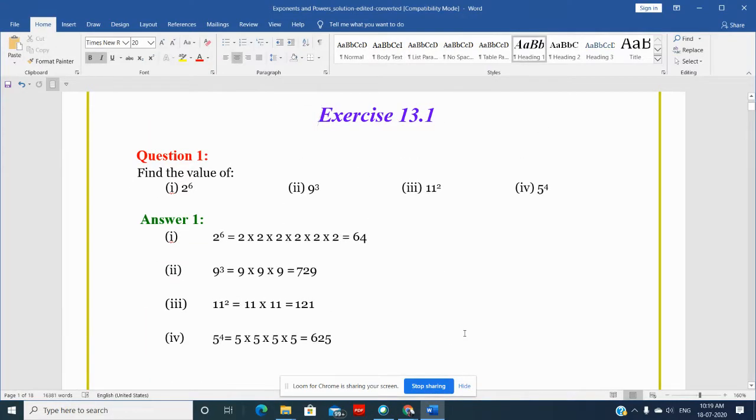Hi everyone. So let's start our exponents and powers exercise. The first exercise 13.1.